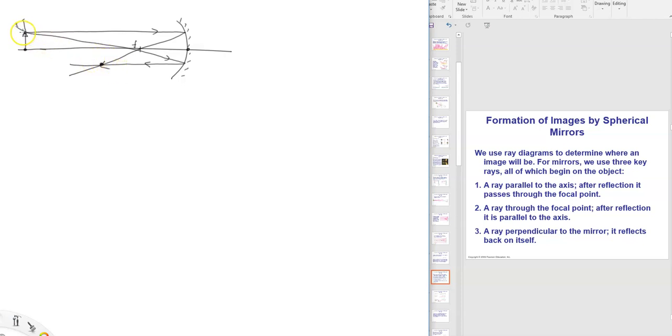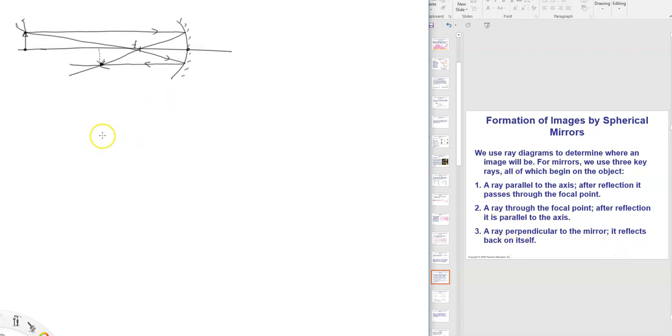Now here's the head. This light is coming from the head of this object, right? So the head appears here. Actually, it's going to be upside down, like this. This is the image. You can use a third one. A ray perpendicular to the mirror reflects back on itself.